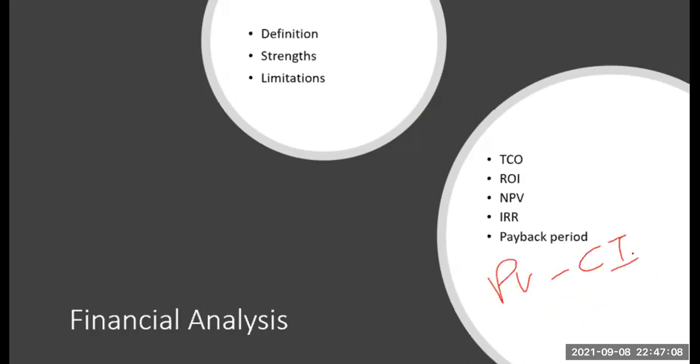You need this when you have to compare multiple solutions. In an interview, people may ask you how you make a decision when you have multiple solutions, and which one is good. Then you need to explain: I look at the total cost of ownership, the return on investment, the NPV, and the PV. You can explain all these financial analyses.